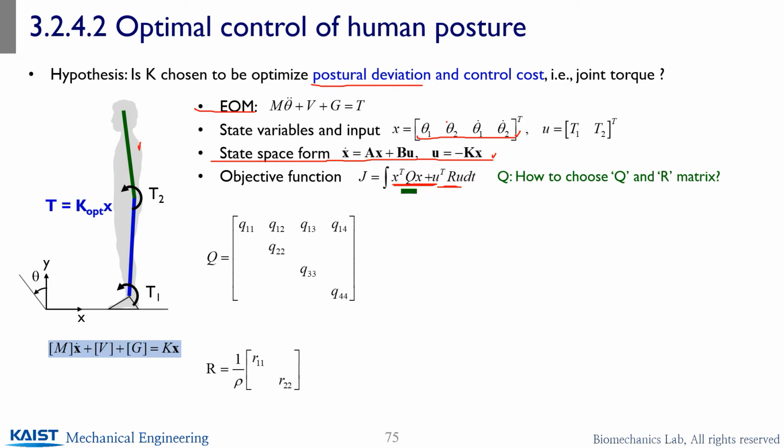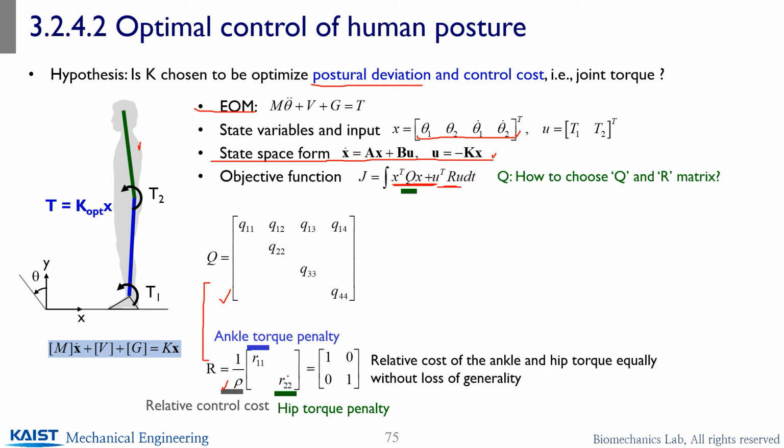Since we have four state variables, Q is a 4x4 matrix and R is a 2x2 matrix. And then this one is a relative magnitude between the Q and R. Okay, and then the first one is a penalty for the ankle torque, and the second one is for the hip torque. So if your body prefers not to use the hip muscle compared to the ankle muscle, maybe those terms might vary. Okay, but in general, muscle work will be reduced to minimize the metabolic cost.